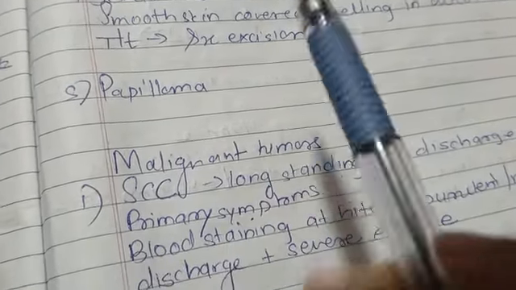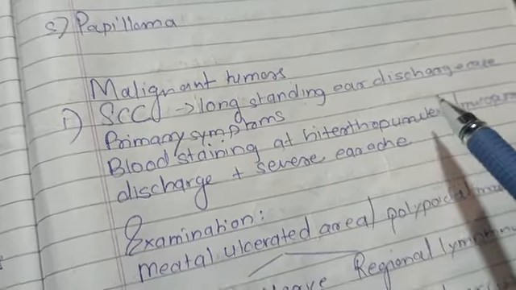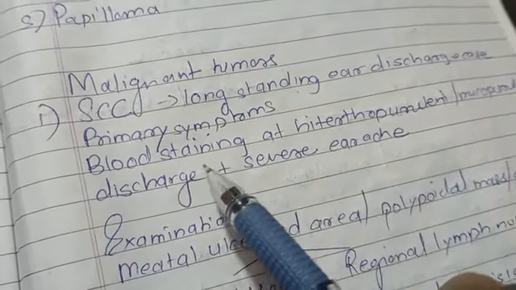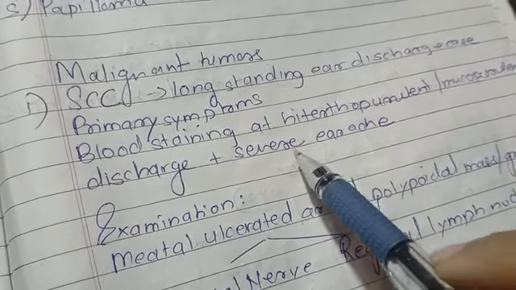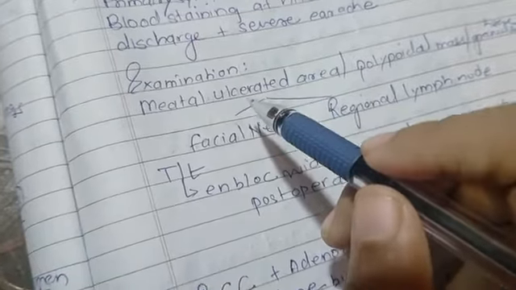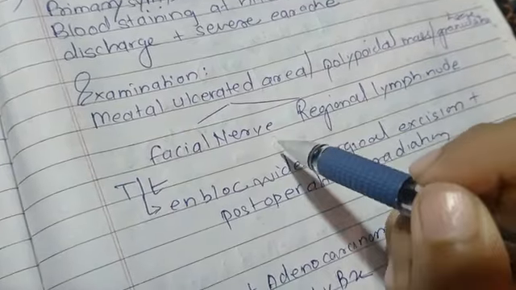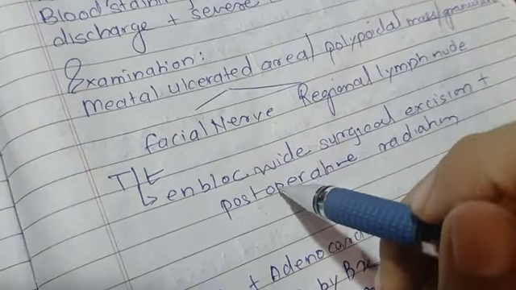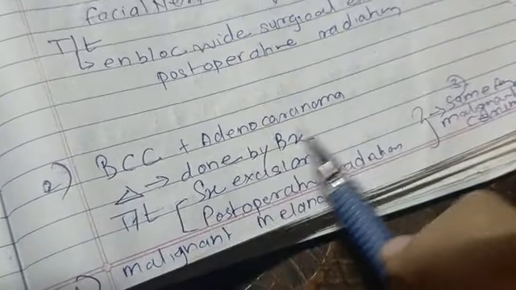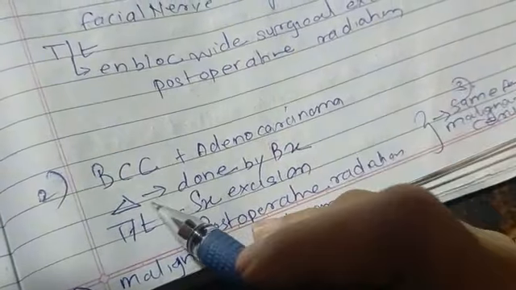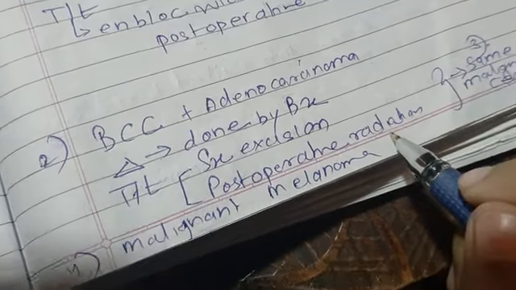Papilloma, the fifth one. Then malignant tumors, that is squamous cell carcinoma, in a case of long-standing ear discharge. The primary symptom is blood staining of the hitherto purulent or mucopurulent discharge, plus severe hearing loss. On examination there is a meatal ulcerated area or polypoidal mass or granulation tissue, which can cause facial nerve and regional lymph node involvement. Treatment is en bloc wide surgical excision plus post-operative radiation. Then there is basal cell carcinoma plus adenocarcinoma. Diagnosis is done by biopsy. Treatment is surgical excision and post-operative radiation.